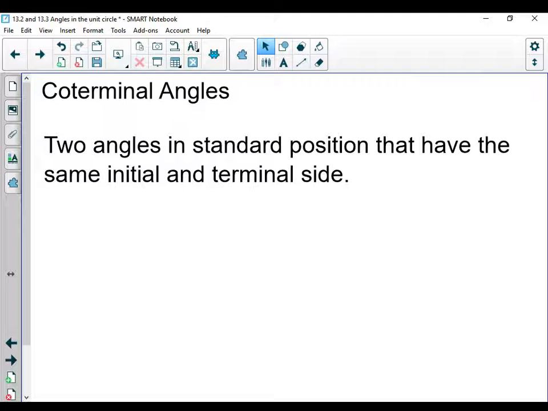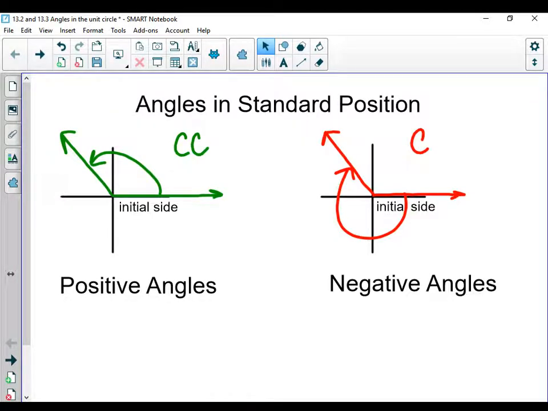Okay. So this is what I was saying. I was going to reference back to the ones we drew at the beginning. So notice how I started and I stopped at the same spot for both of those. One was a positive angle, one was a negative angle. So a lot of times when y'all do coterminal angles, they're going to want literally a positive and a negative angle. Okay?